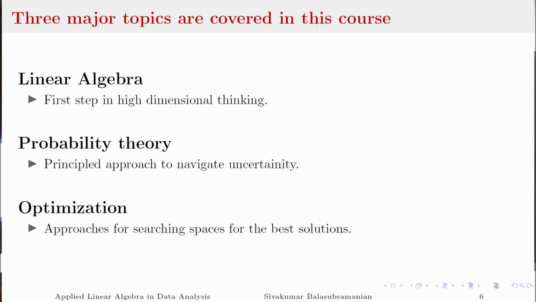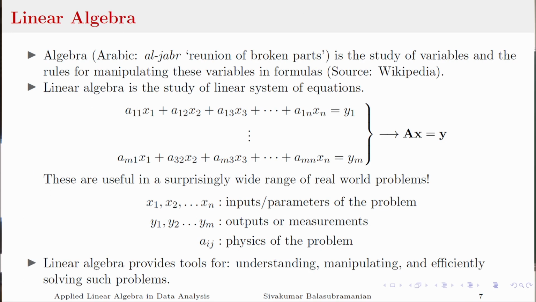So these are three aspects, and the three of them are covered by the three topics that we will talk about: linear algebra, probability theory, and optimization. I'll briefly talk about what these are, and then we'll quickly move on. So, linear algebra. Algebra is essentially the study of variables and how you arithmetically manipulate them.